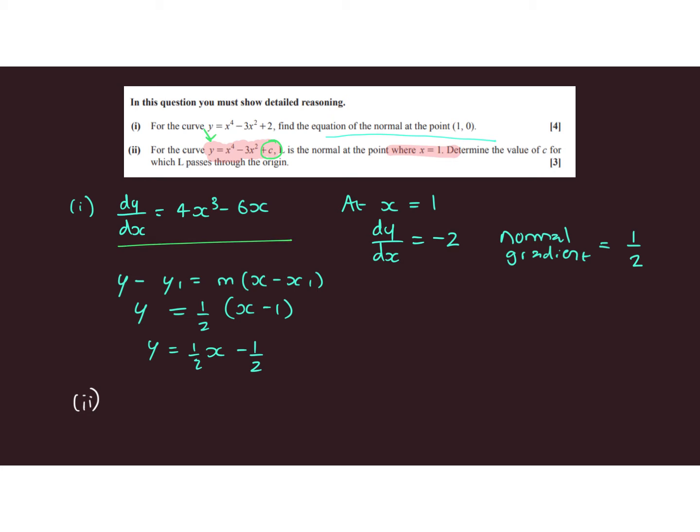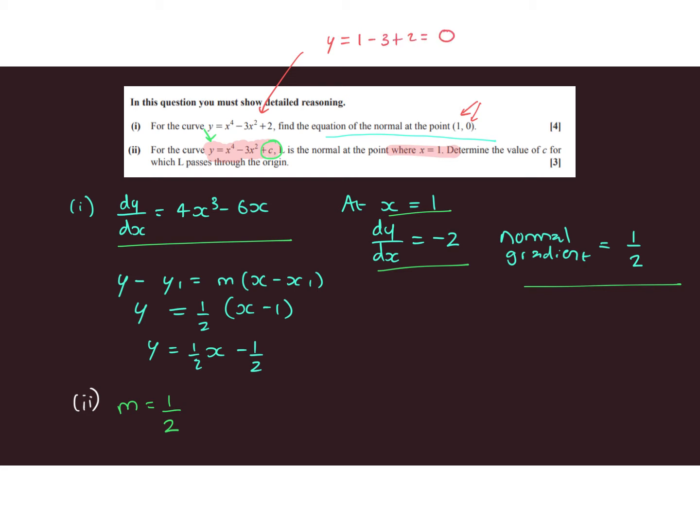So this will have the same gradient function, which means that at x equals 1, dy by dx will still equal negative 2, and the normal gradient will still equal 1/2, so that hasn't changed. Now what has changed is the y-coordinate at x equals 1. Previously, the y-coordinate at x equals 1 was equal to 0. And you can see that if you substitute in x equals 1 into this equation, you get 1 minus 3 plus 2, which is of course 0.